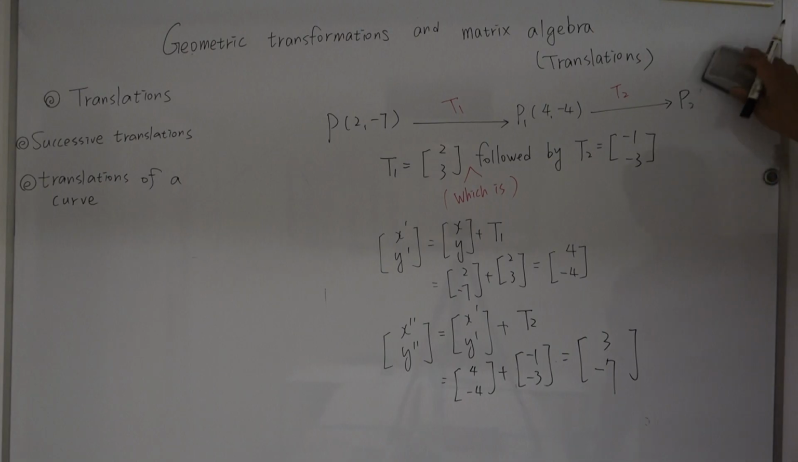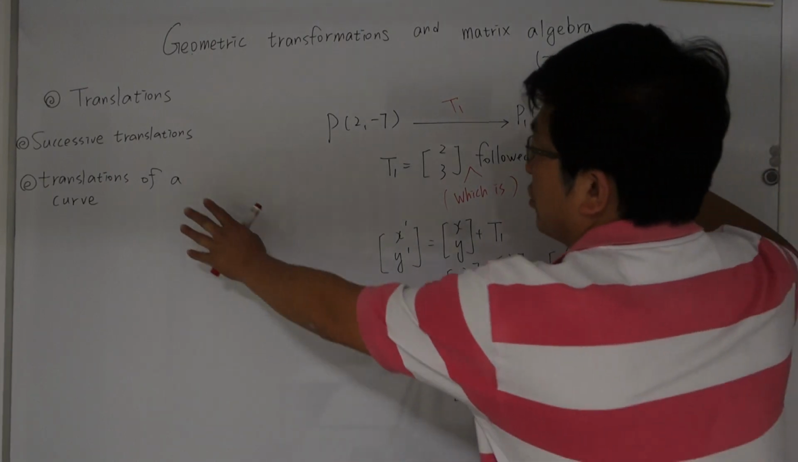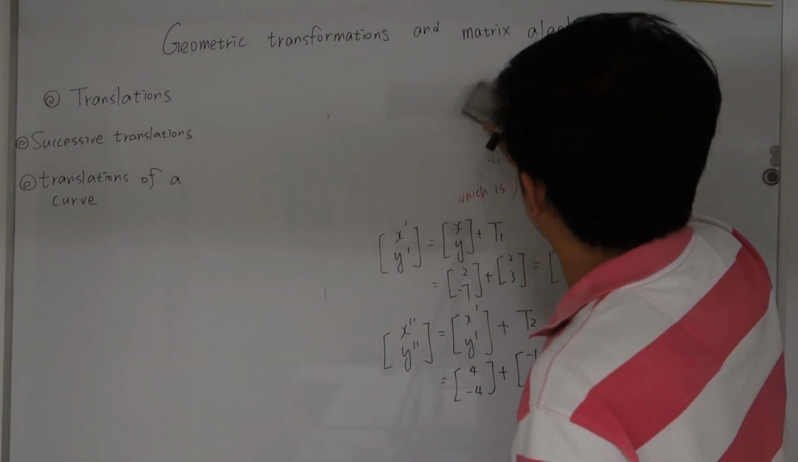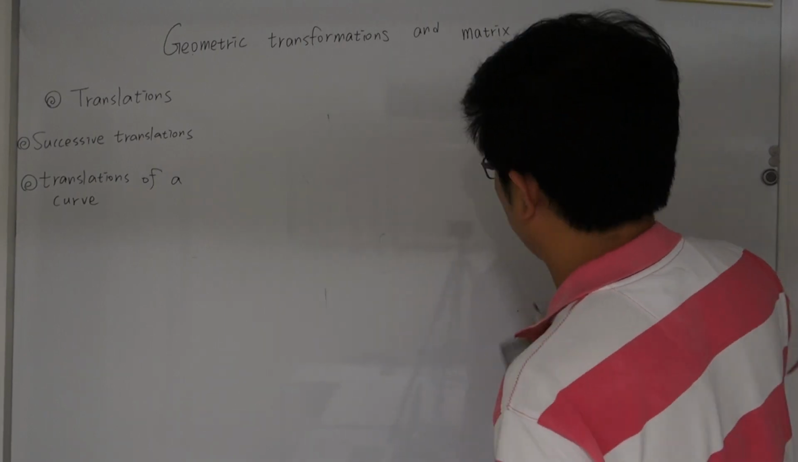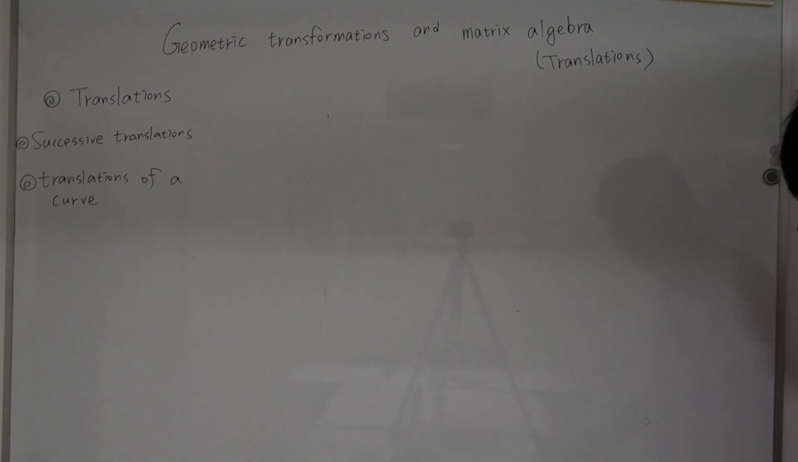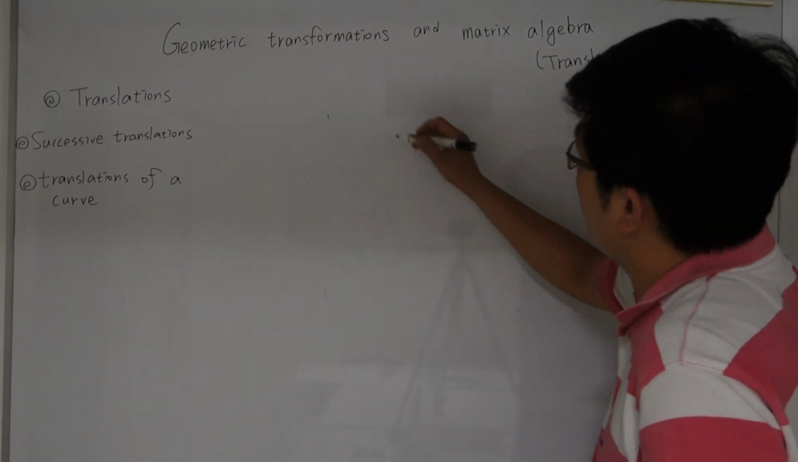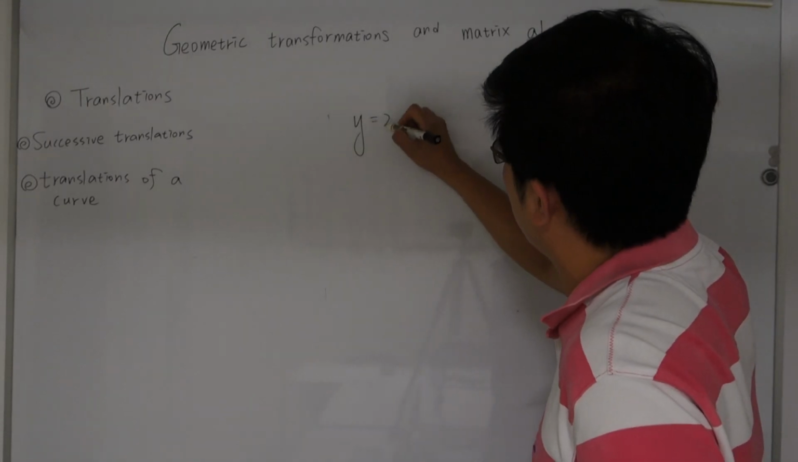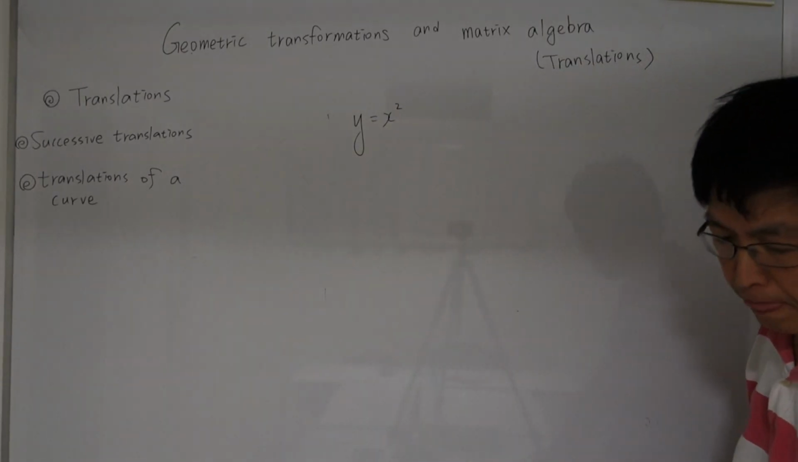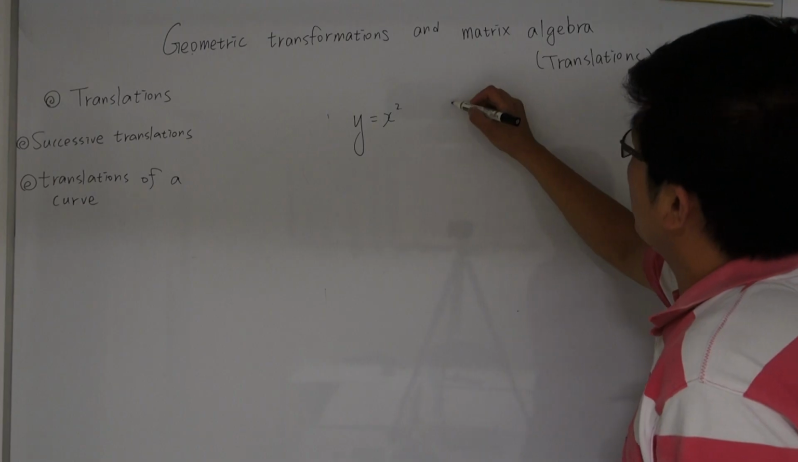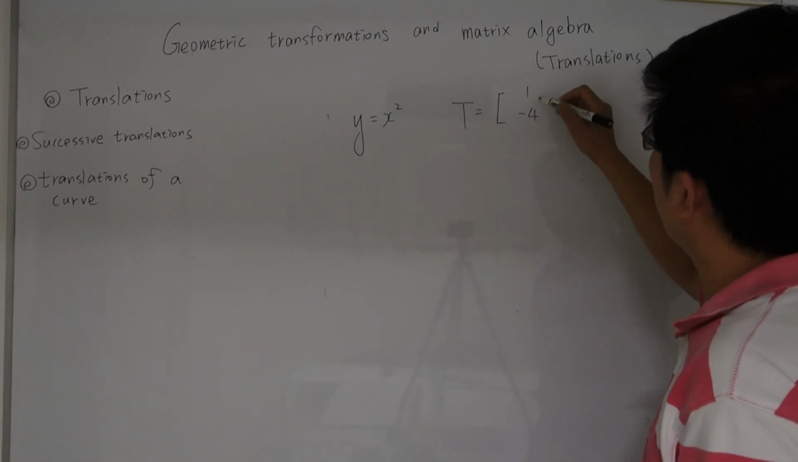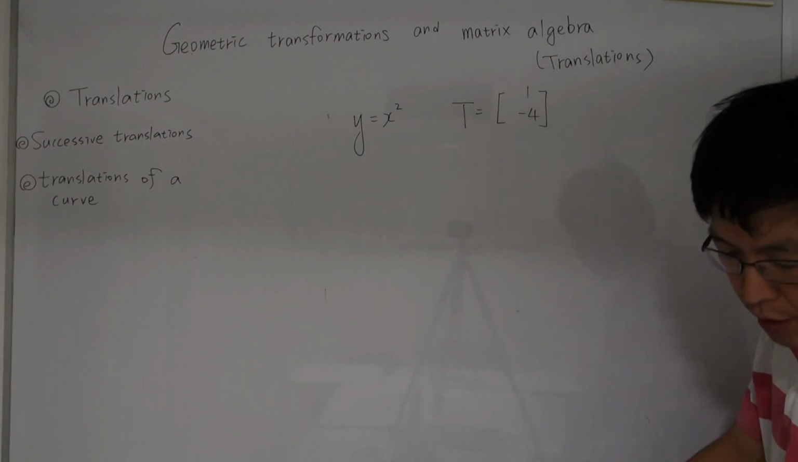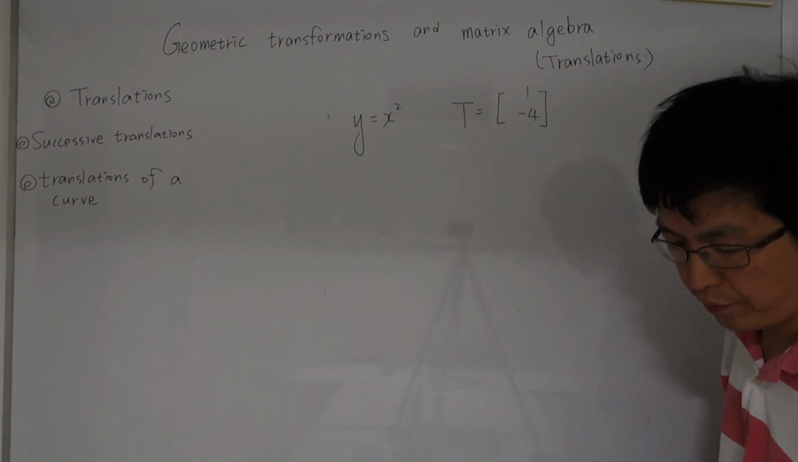Okay, now we talk about translation of a curve. What's called translation of a curve? The question will give you an equation. The original equation, suppose, is y equals x squared. And then it will give you a translation vector, suppose, (1, -4), right? So how do we do this one?